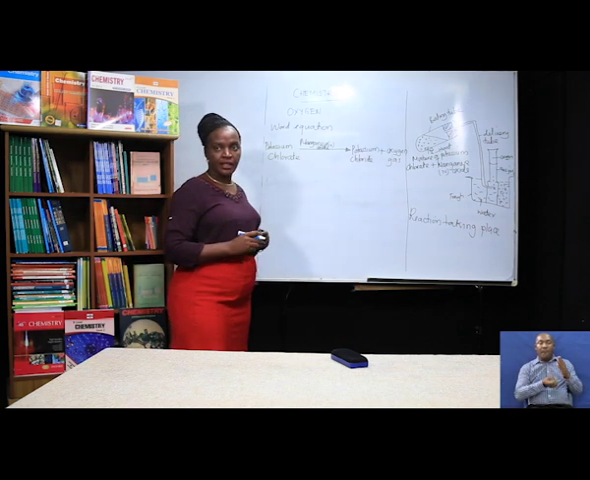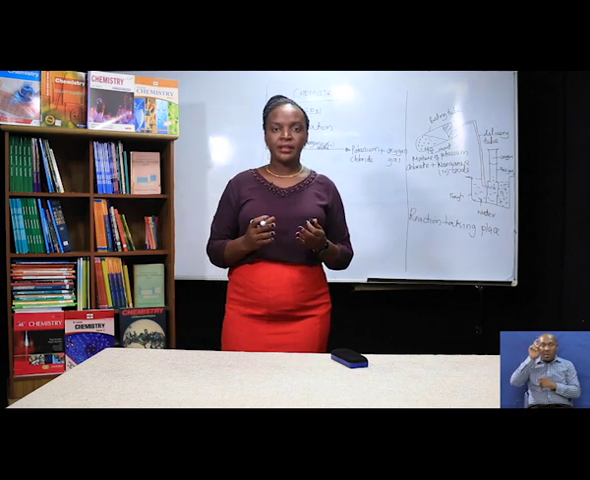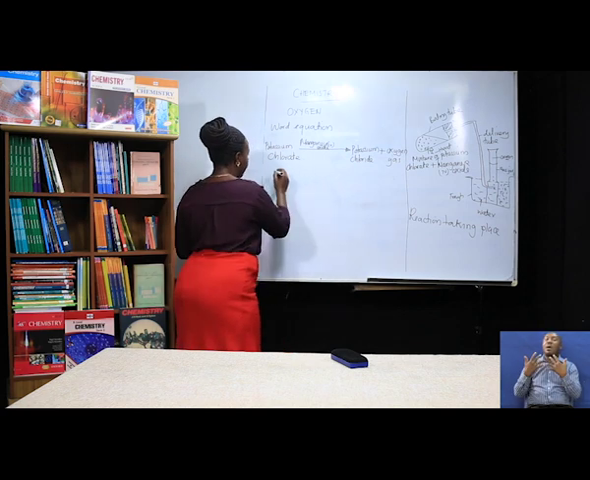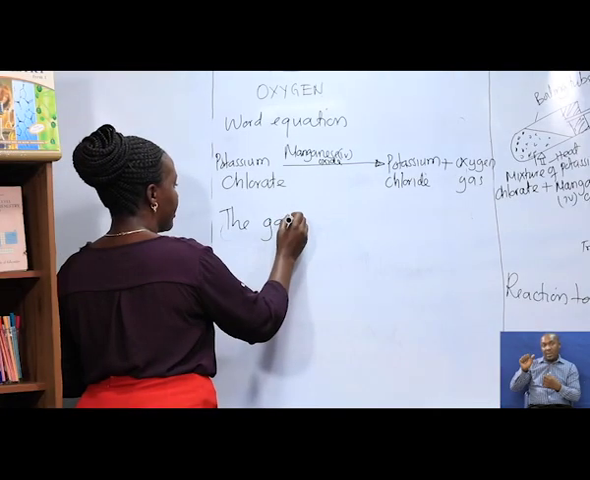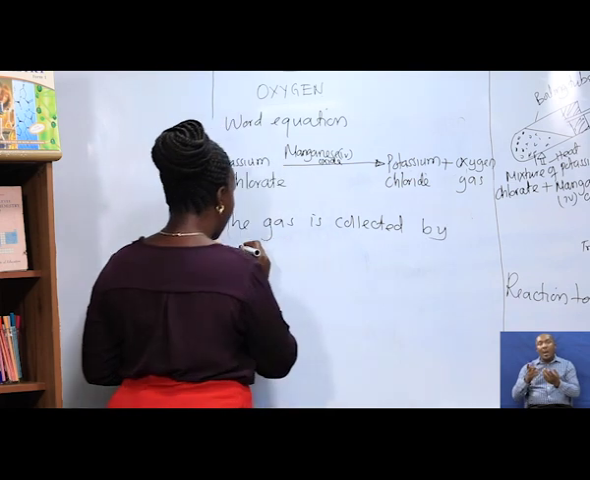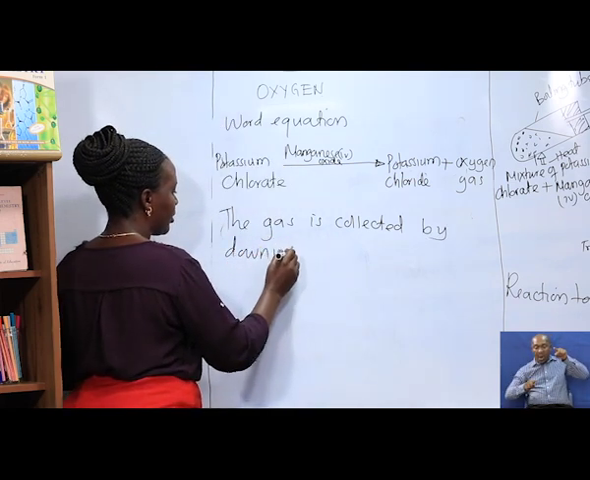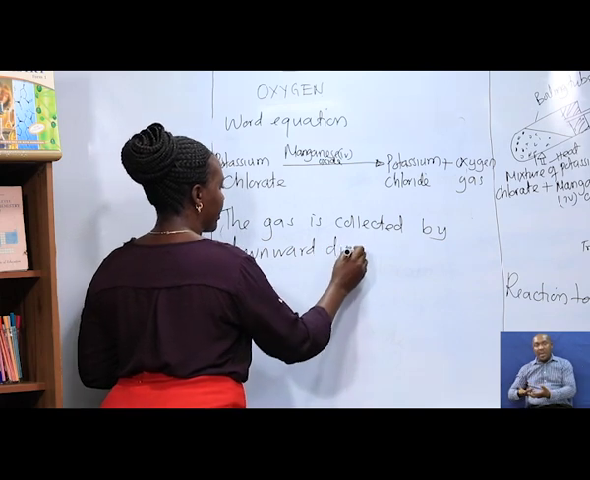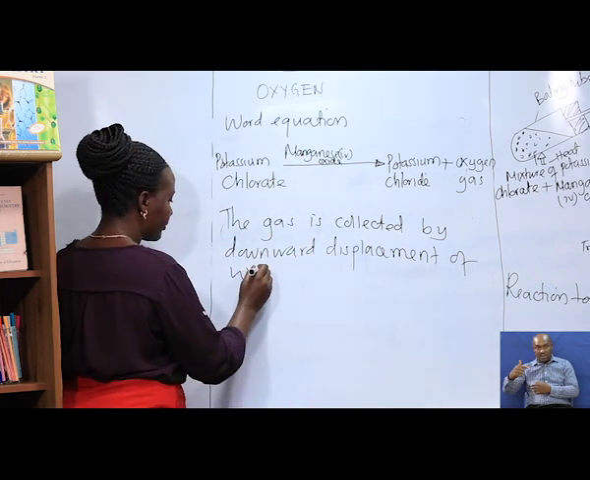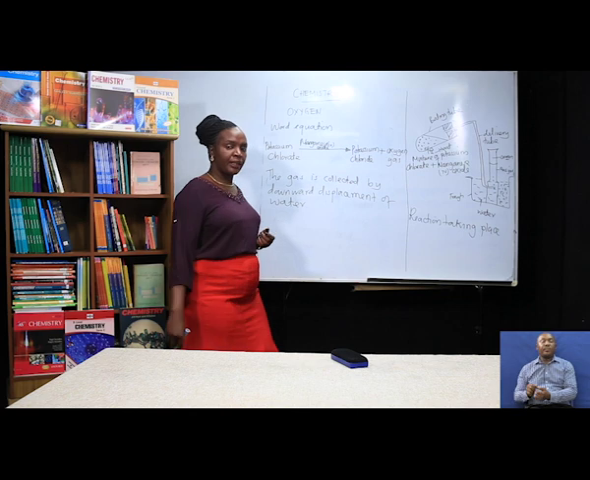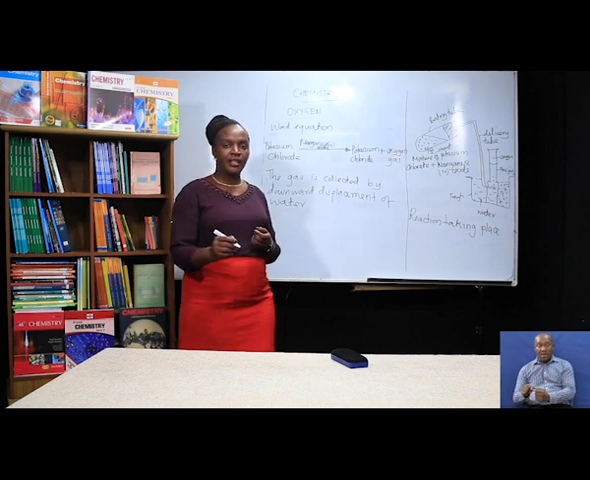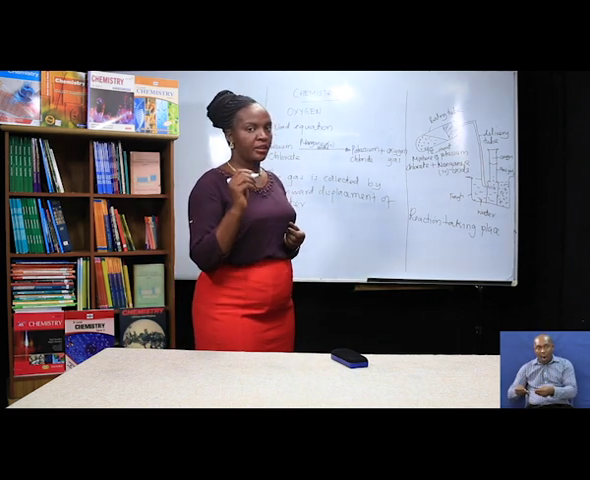Now we have collected the oxygen gas we want. What is the method for collecting this gas? The gas is collected by downward displacement of water. The question is, why do we collect the gas by downward displacement of water? The reason is because oxygen is slightly soluble in water.